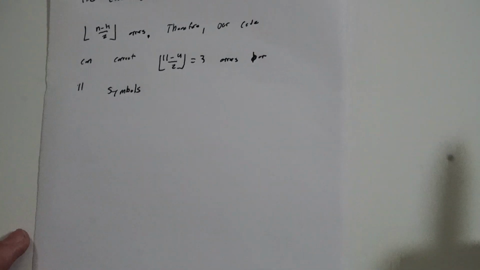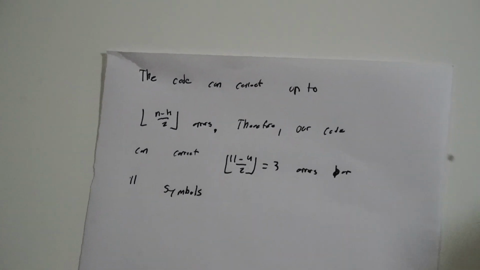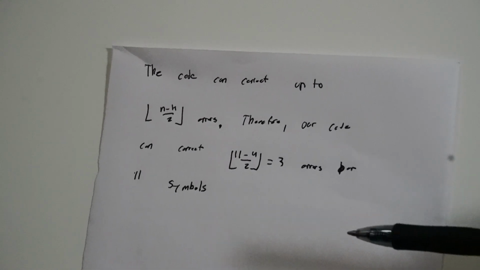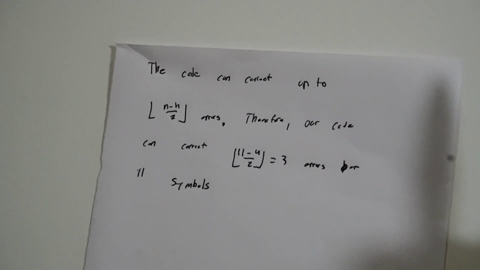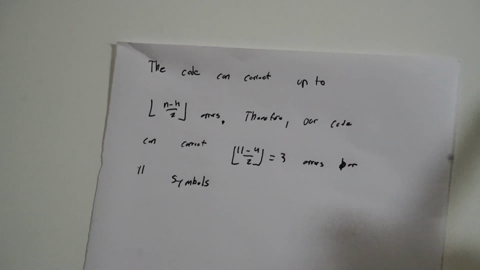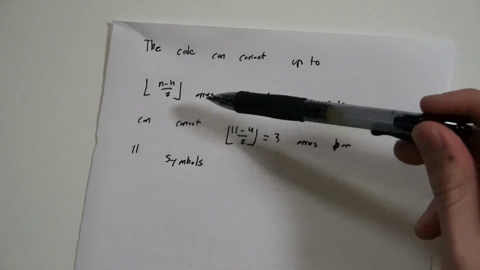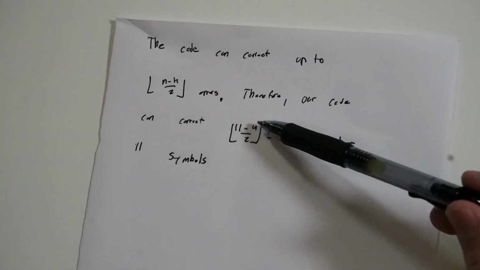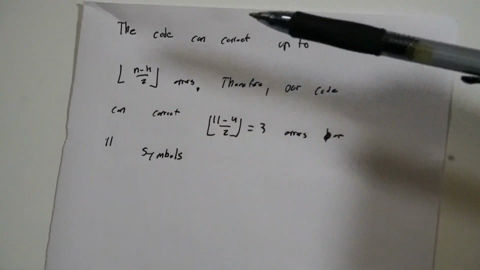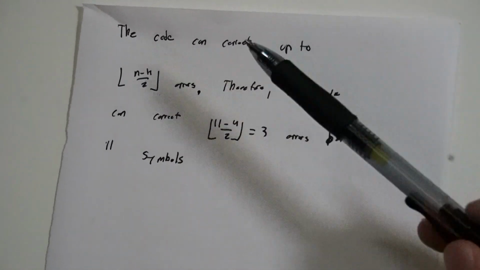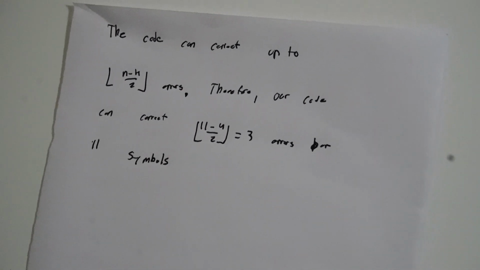Given that, we want to know how many errors the code can correct. It's a known fact that Reed-Solomon codes can correct up to (n minus k) divided by 2 errors, and then we round that value down to the nearest integer. So in our case, our code has block length 11, dimension 4, and then we take 11 minus 4, divide that by 2, that gives 3.5, but we round down to the nearest integer, which gives us 3, and then we have a total of 3 errors that our code can correct. And that is our solution to the problem.